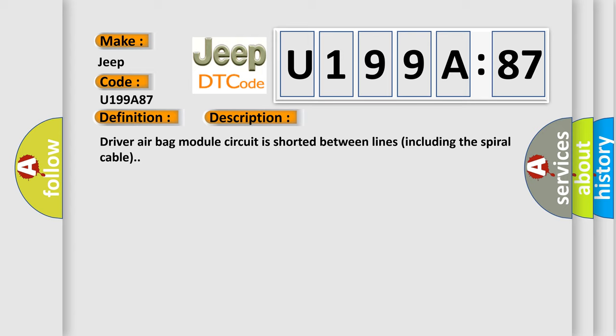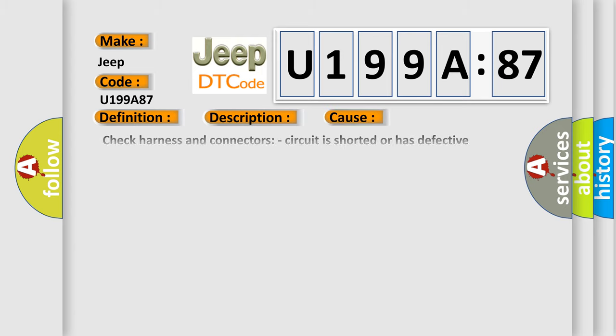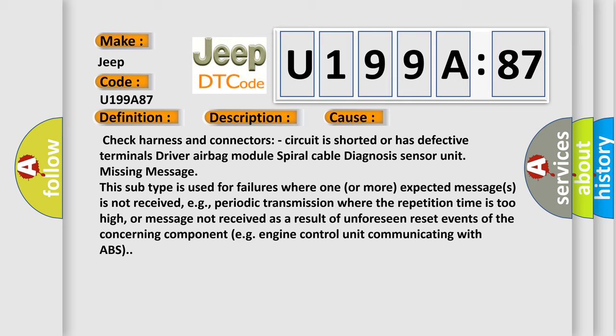This diagnostic error occurs most often in these cases. Check harness and connectors, circuit is shorted or has defective terminals. Driver airbag module spiral cable diagnosis sensor unit missing message. This subtype is used for failures where one or more expected messages is not received, e.g., periodic transmission where the repetition time is too high, or message not received as a result of unforeseen reset events of the concerning component, e.g., engine control unit communicating with ABS.